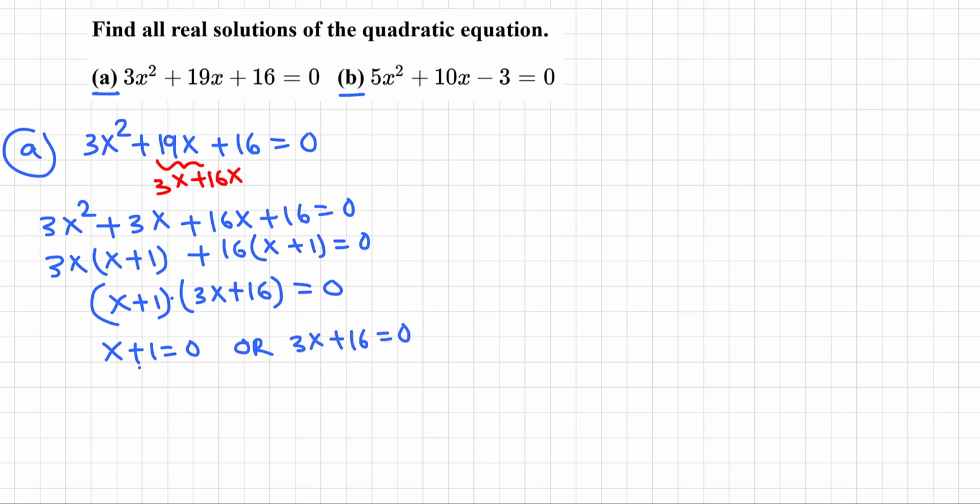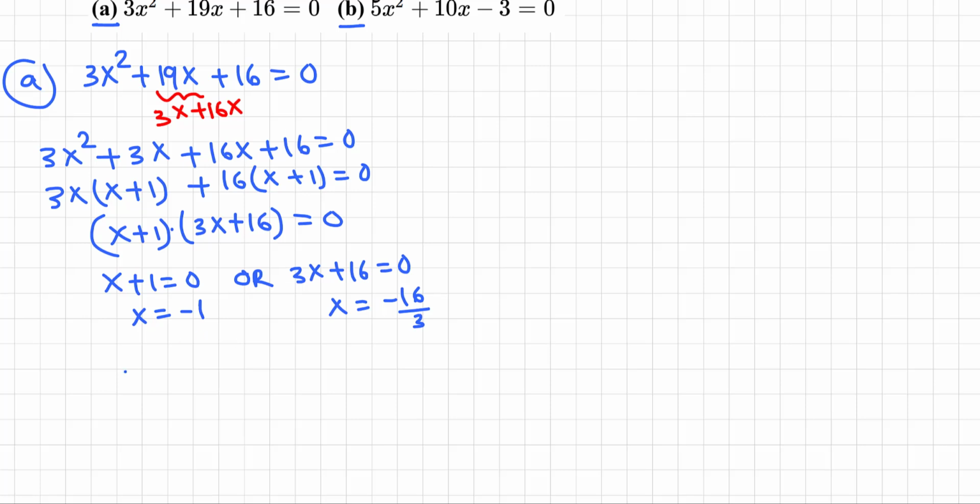So we can isolate x from here. Subtract 1 from both sides, so x is negative 1. Here we subtract 16, divide by 3. So x is negative 16 over 3. So we got two values of x: negative 1 and negative 16 over 3. We don't have to make it a whole number. And these are the two answers.